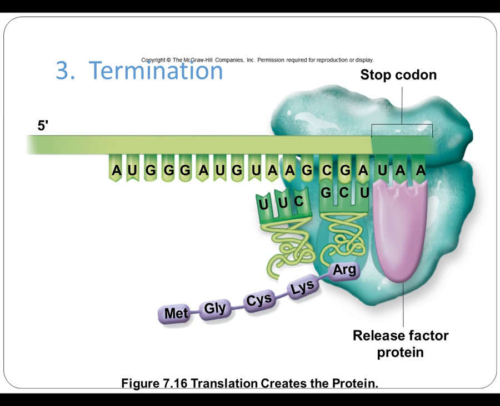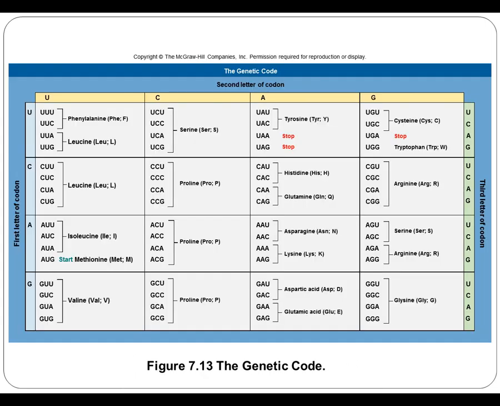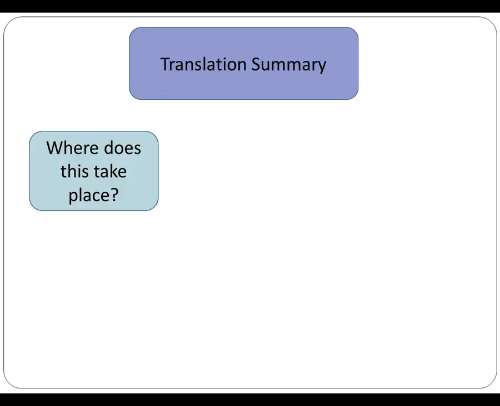If we were to summarize this, well, I'll come back to this image. This is important, so I want to spend more time on it. But if we were to summarize translation, where does it take place? It takes place in the cytoplasm, or maybe on the rough ER, but not in the nucleus. So translation does take place in the cytoplasm, or you could say in the rough ER, as long as you acknowledge it's not in the nucleus.